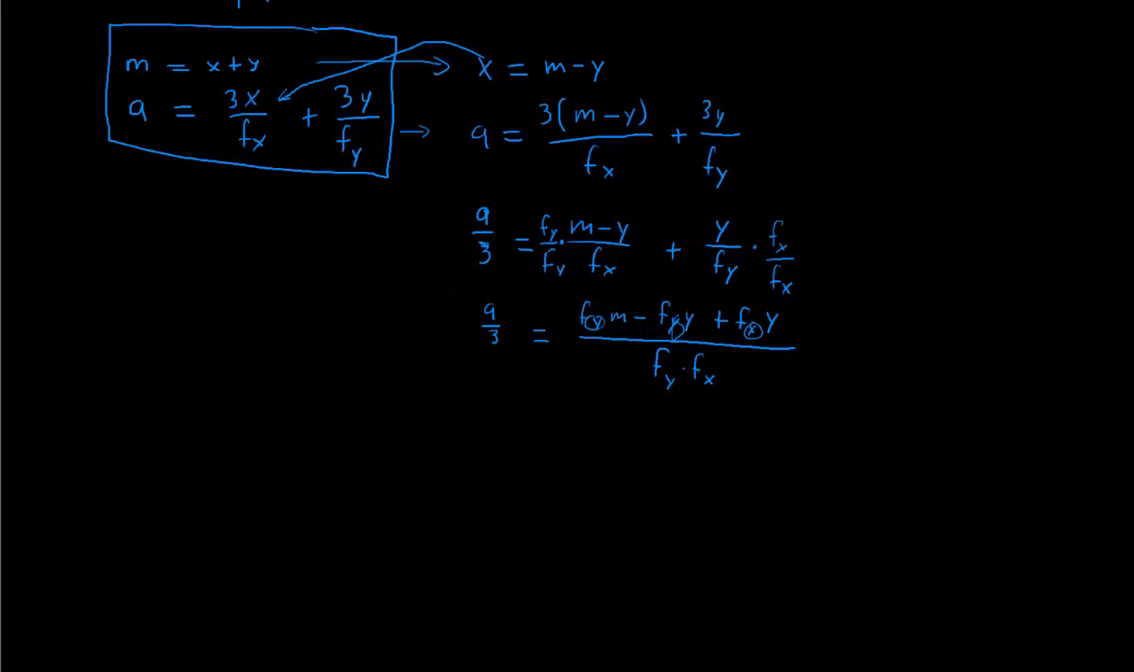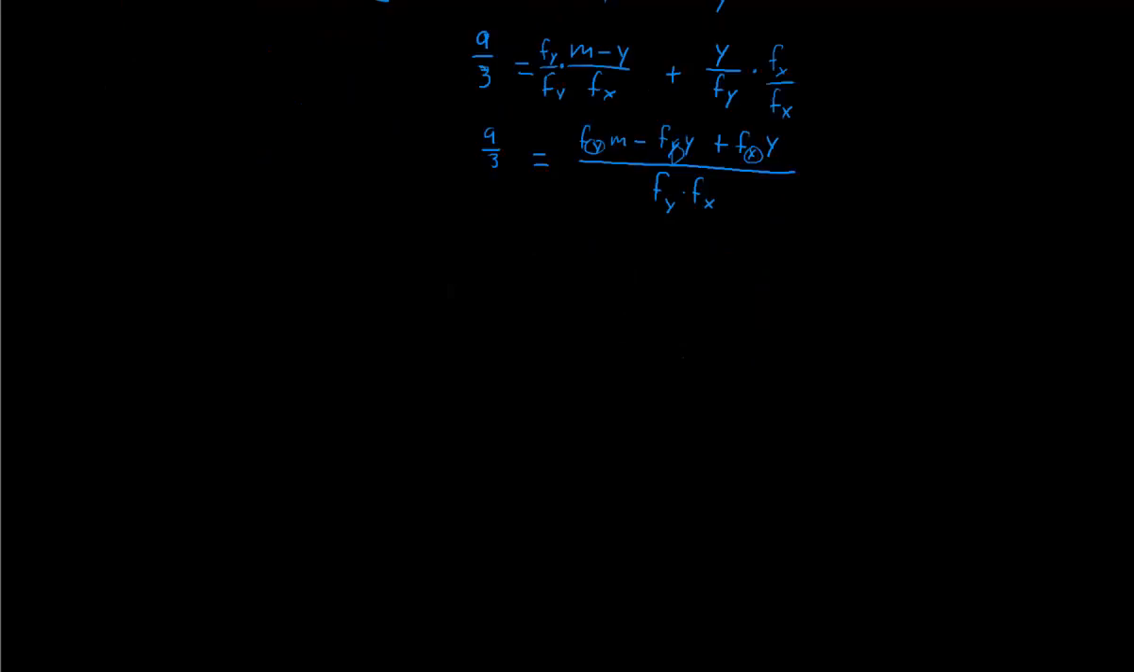Okay, now you see that we can multiply both sides by Fx Fy, and so that's going to give us, as we keep doing our algebra, A times Fy times Fx, divided by 3, and that equals Fy times m minus Fy times y plus Fx times y.